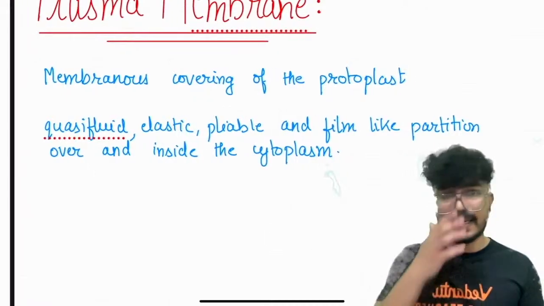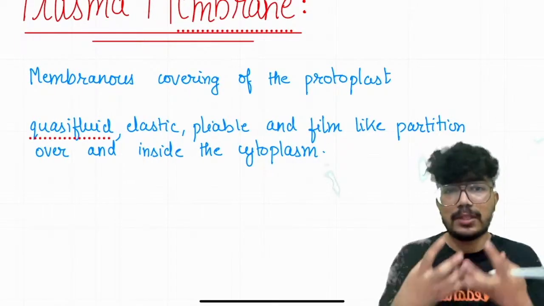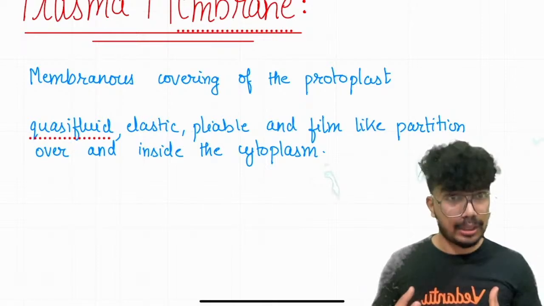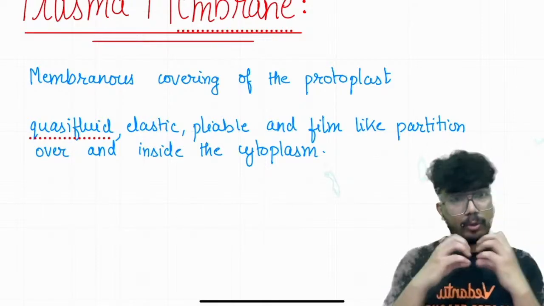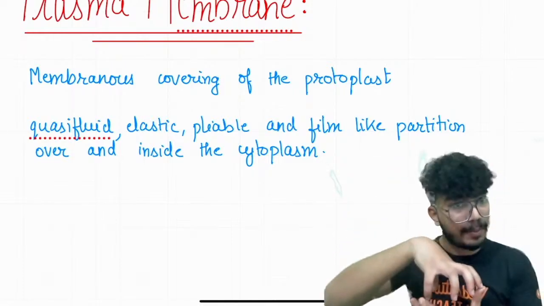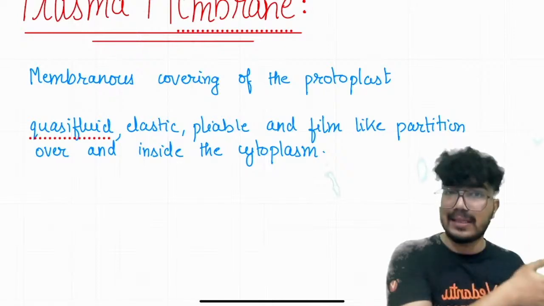Plasma membrane, basically, is the membrane covering that is present outside the protoplast. And also, since we know that in the eukaryotic cell system we have membrane-bound cell organelles, obviously the cell organelles are going to have a membrane outside them, and the cell organelles will lie inside the cytoplasm. So that's why it is a film-like partition over and inside the cytoplasm.